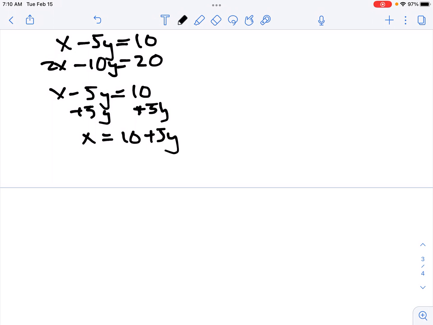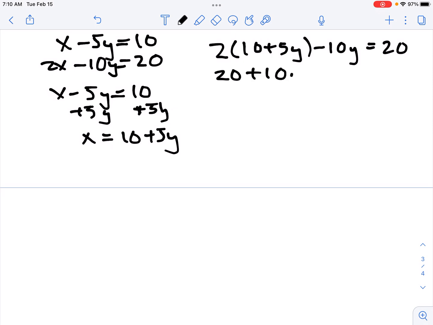We're going to substitute into the bottom equation, so we will go 2 times 10 plus 5y. Hopefully you're getting pretty good at this substitution thing by now. Equals 20. All right, so finish writing it out. Do our distributive property. So we get 20 plus 10y minus 10y equals 20. And you can see that we've got another one of these weird cases where my y's cancel out, and I get 20 equals 20.